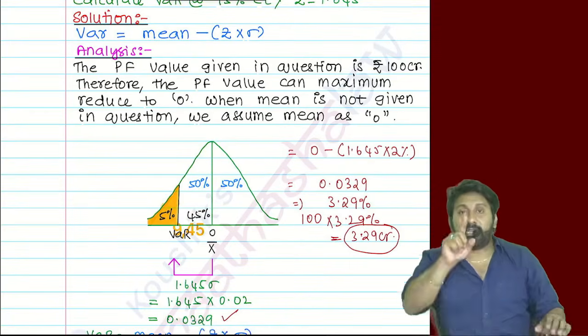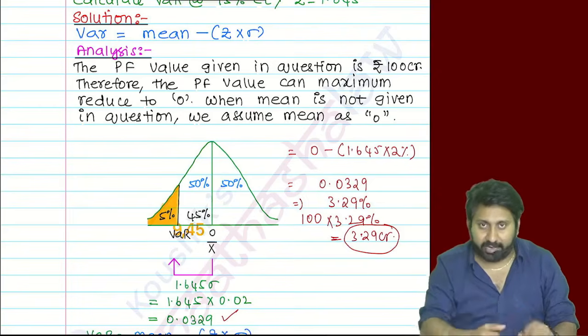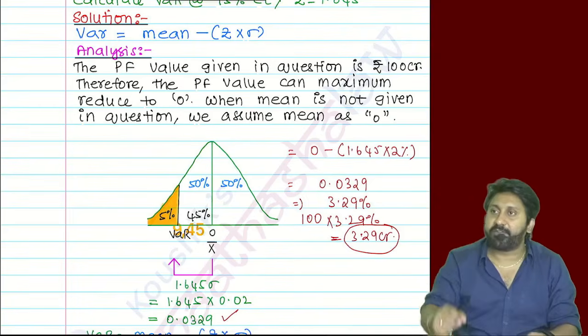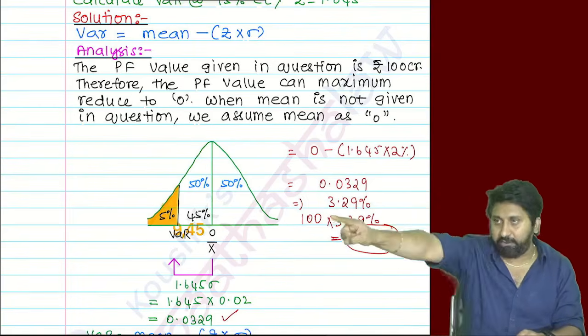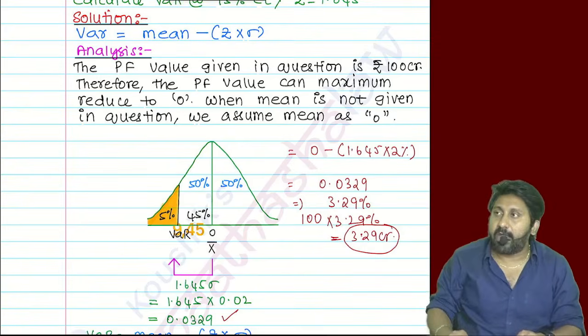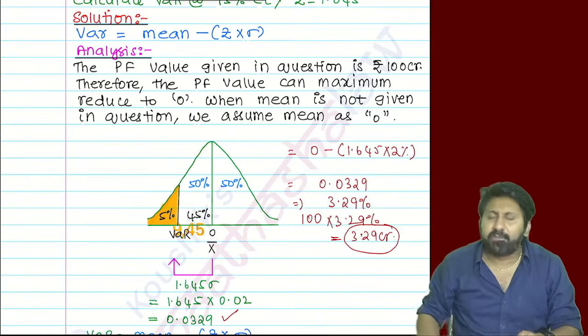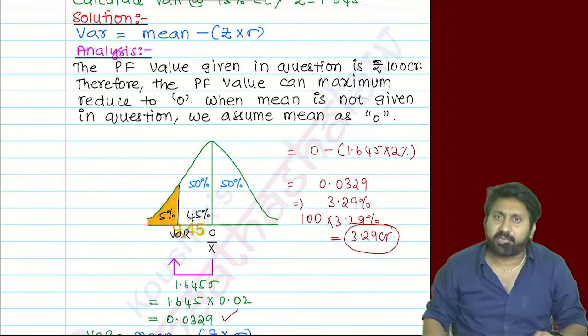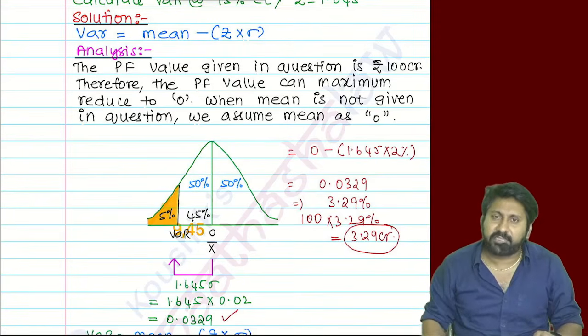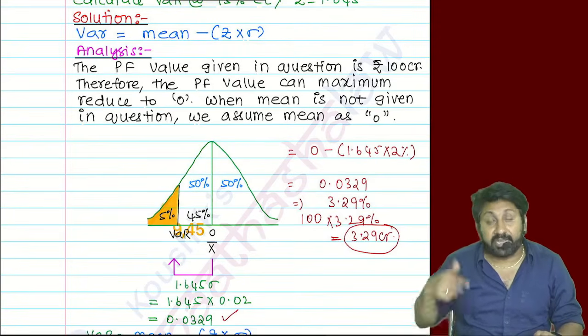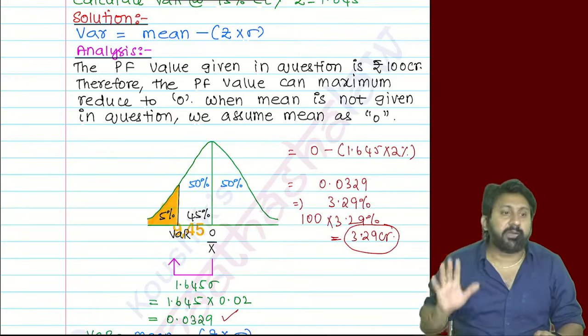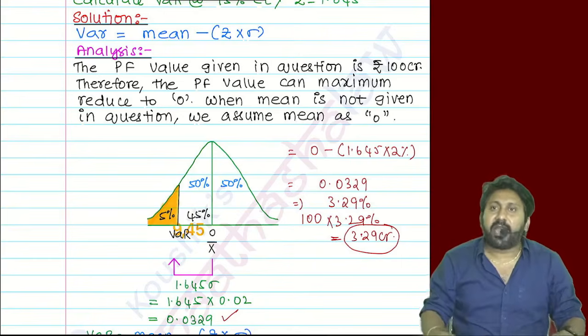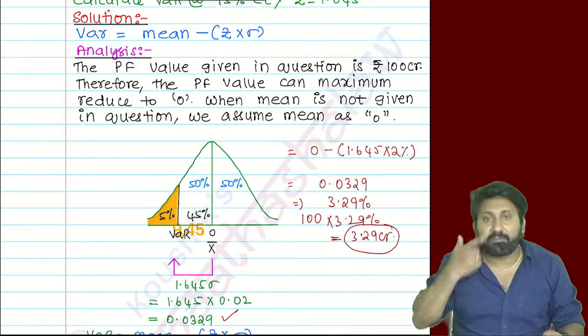Means, see, you enter into the market. You ask your friend, I want to invest in the market. I will invest 100 crore. Tell me what is the worst loss that I can get. Then he asked, tell me the probability. Then I will tell. You said at 5% probability, what will be my VaR?